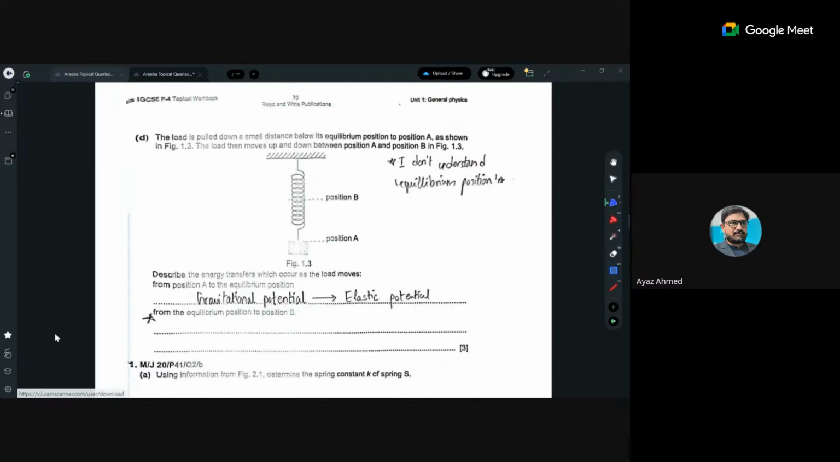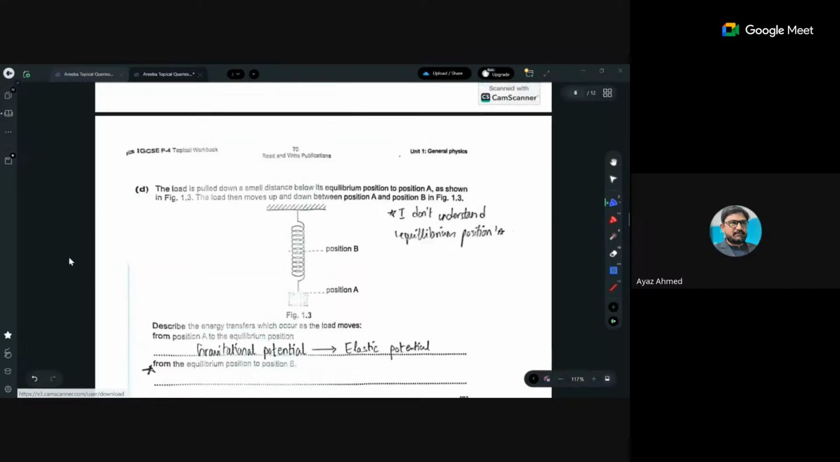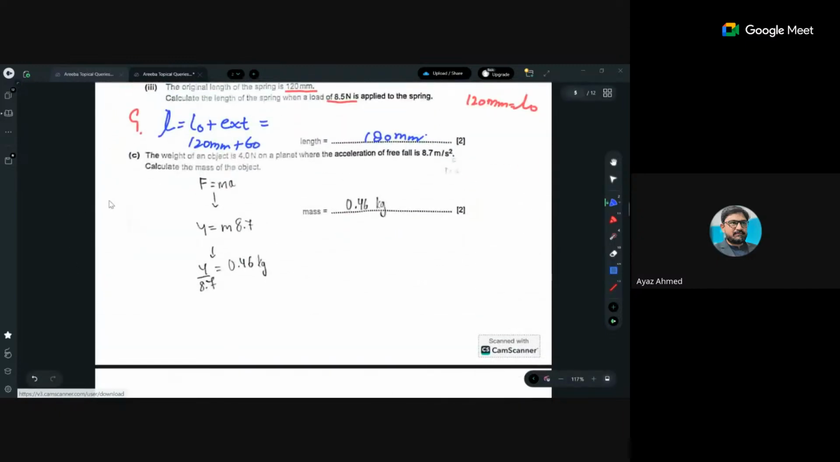Okay. अब आपको ये बता रहा है कि the load is pulled down. इसको ऊपर से continue करना पड़ेगा, then you will be able to understand. The weight of an object is 4 Newton, and on a planet where the acceleration of free fall is 8.7 मीटर पर सेकंड स्क्वायर. ठीक है, ये आपके पास ग्रेविटी का वैल्यू है. तो उसके बाद आपको बोलता है कि कैलकुलेट द मास ऑफ द ऑब्जेक्ट. क्या करना है उसने? कैलकुलेट मास ऑफ द ऑब्जेक्ट करना है.